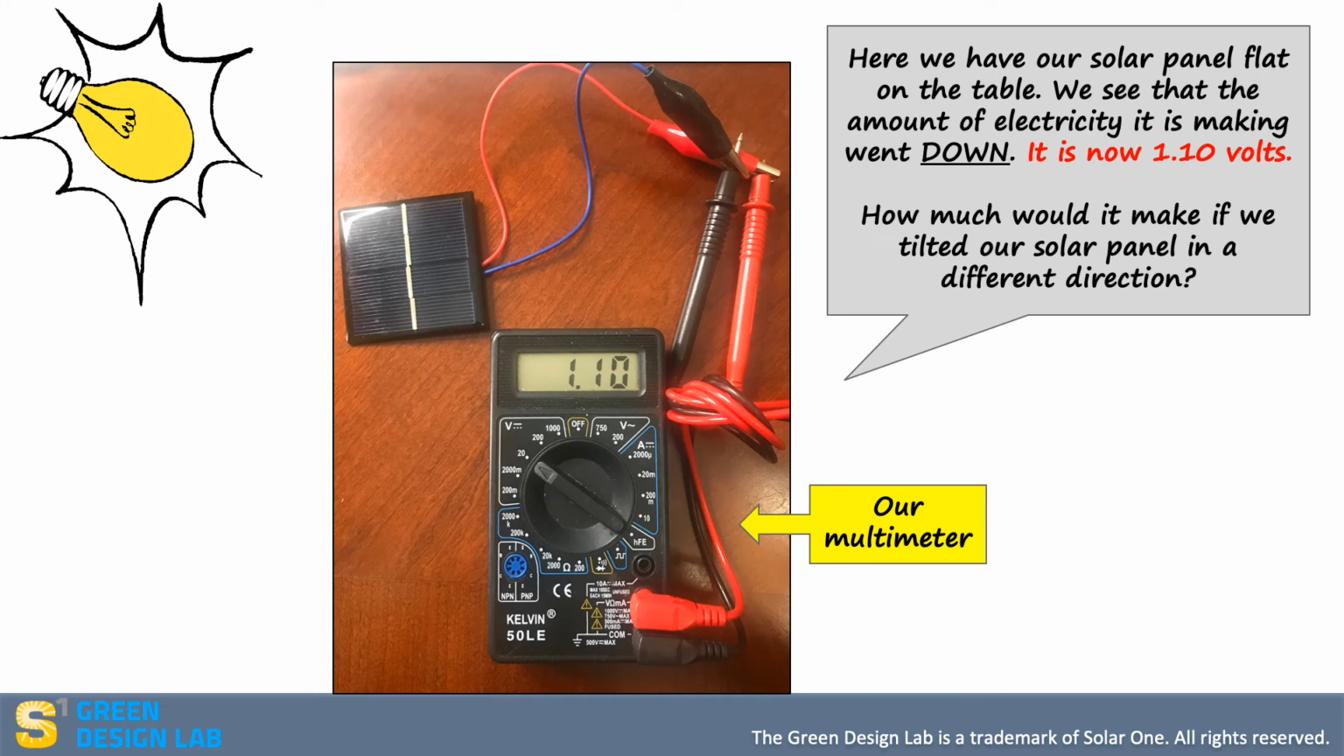The way we position and tilt our solar panels affects how much electricity they can produce. This picture shows how if we have our solar panel flat on a table, it is able to produce 1.1 volts. But what would happen if we changed the tilt of the panel?